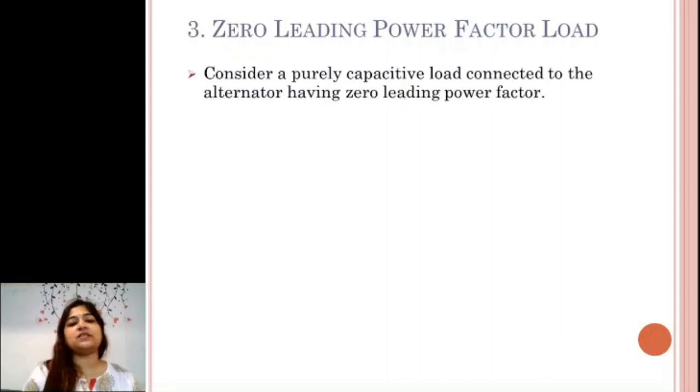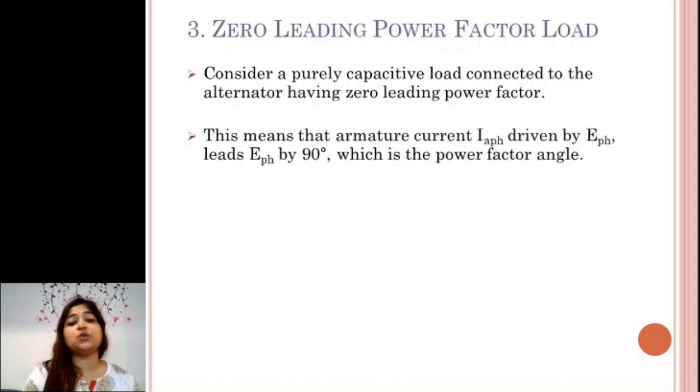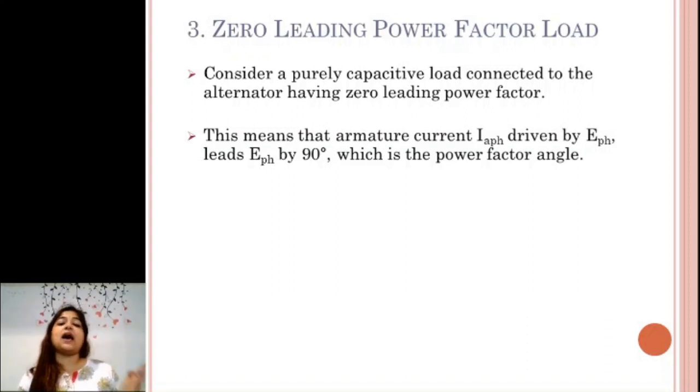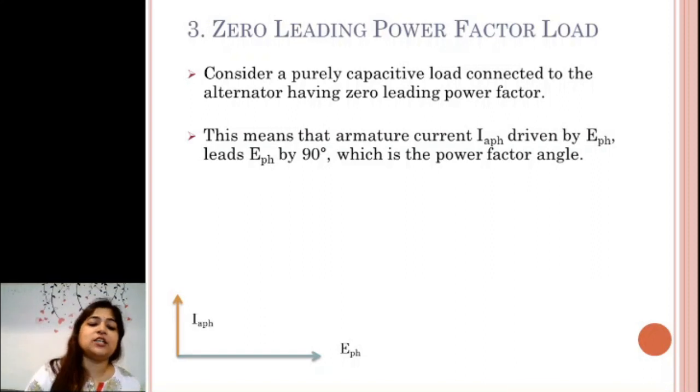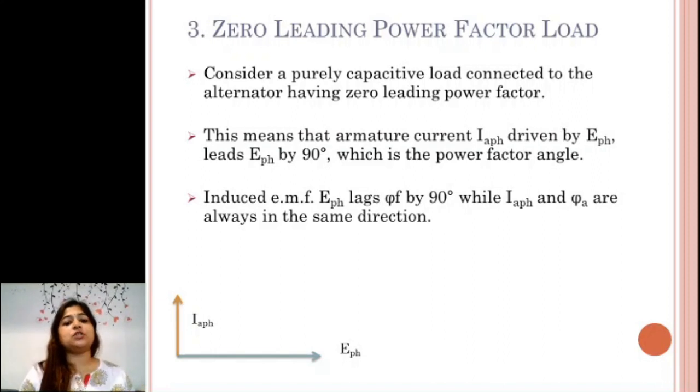Considering a purely capacitive load connected to alternator having zero leading power factor, now we know for a pure capacitor, current always leads voltage by 90 degree. This means that armature current IPH driven by EPH leads EPH by 90 degree, which is the power factor angle, right? So if this is EMF induced, then this is the current leading EPH by 90 degree for the capacitive load. Rest relationship between E phase and phi will be same.